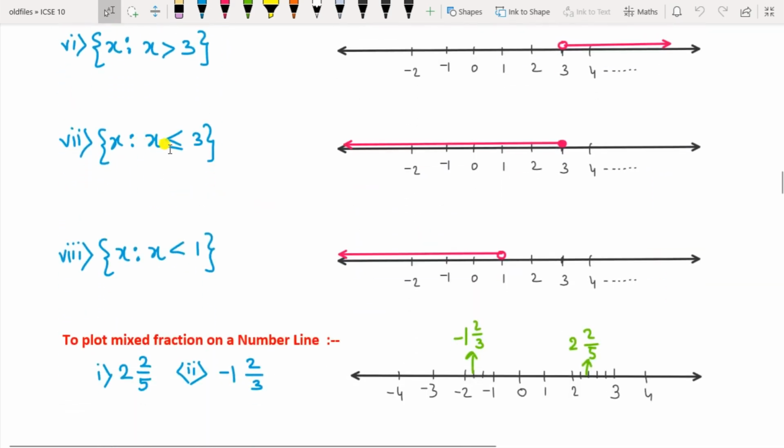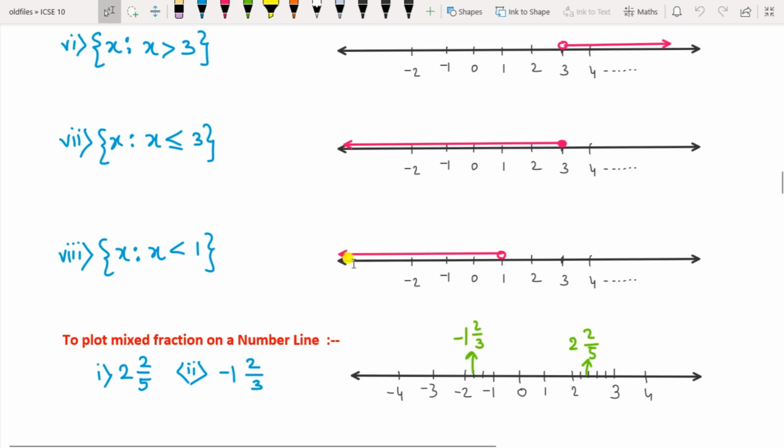x is less than or equal to 3. Similarly, if it is less than, you have to go to the left hand side, and equal to is there, so you have to show a darkened circle for 3 and show this arrow on the left hand side. x is less than 1, no equal to sign for 1, so empty circle on 1, and all the numbers less than 1 means you have to go to the left hand side, and therefore this arrow.